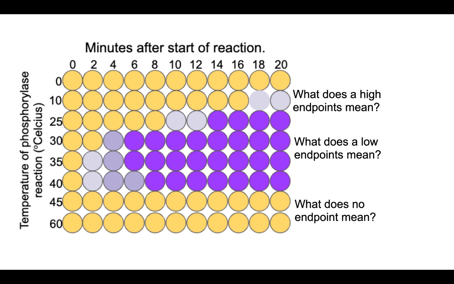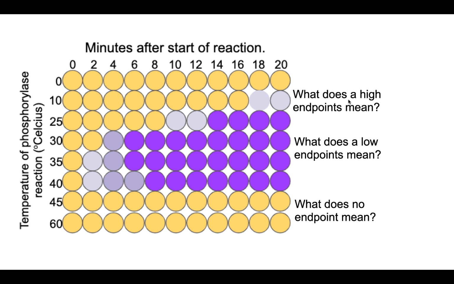Now let's take a look. Here might be the results that you get, where we have several different conditions. We've got the reaction set up at 0 degrees or 10 degrees or 25 degrees Celsius. And then every 2 minutes, starting at 0, we took a little bit of the reaction out, put it into a spot plate, added iodine, and see if we get a positive result. So there's 3 different classifications of endpoints we might get.